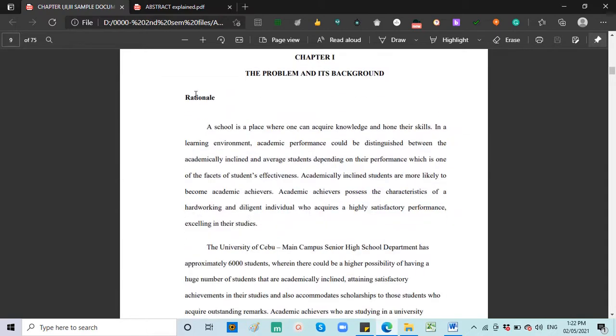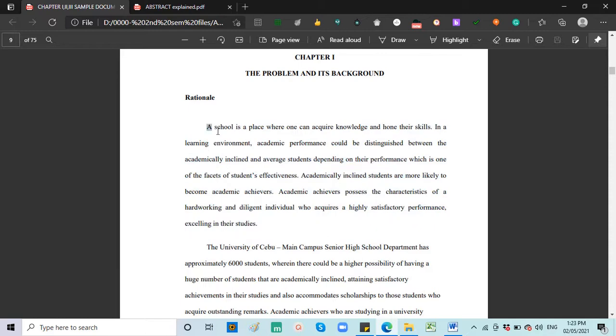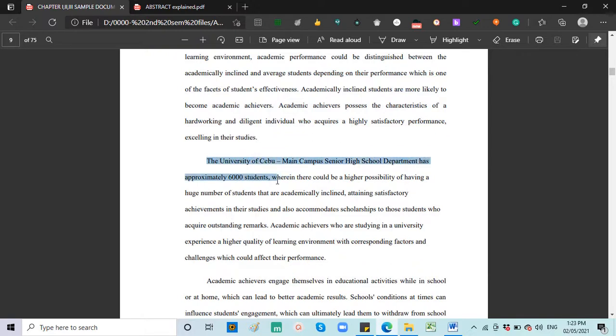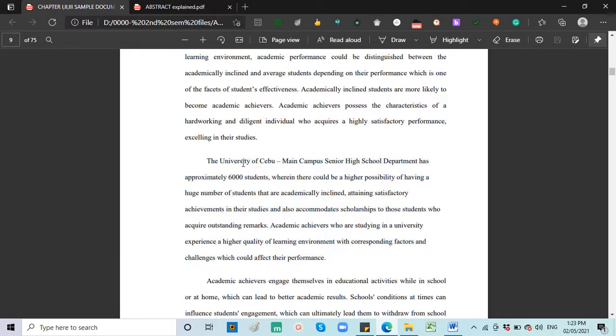Okay, so of course, the rationale should be here. This is a reminder nga this should be how rationale should look like. So, school is a place where, so this is where you establish unsa diay about ni nga phenomena, ang phenomenon nga inyong gistudyhan about. And then the University of Cebu main campus, since i-justify nimo sa UC man ang inyong choose nga environment. So muna, the University of Cebu has students, and then could be higher possibility of having huge number of students that are academically inclined.